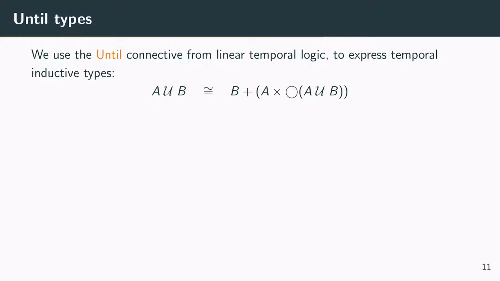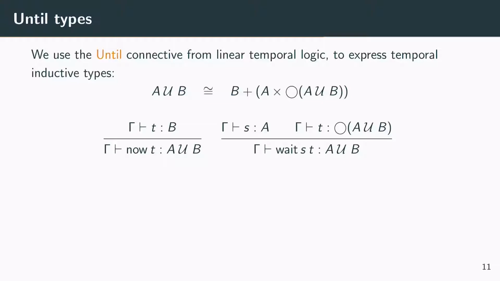Or on the type level, you can see this is either a value B now or a value A followed by a promise that in the next step you get a value of type A until B. And we take the inductive solution to that equation. And the introduction forms for these are essentially now, which is the left-hand side choice, and the wait, which is the right-hand side choice, right? Where you give a term S of type A and a term T of type later A until B.